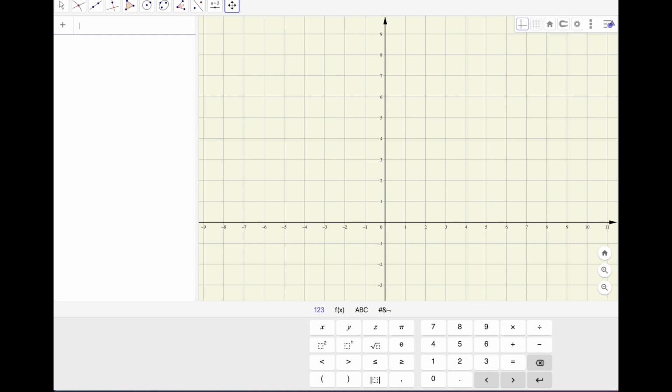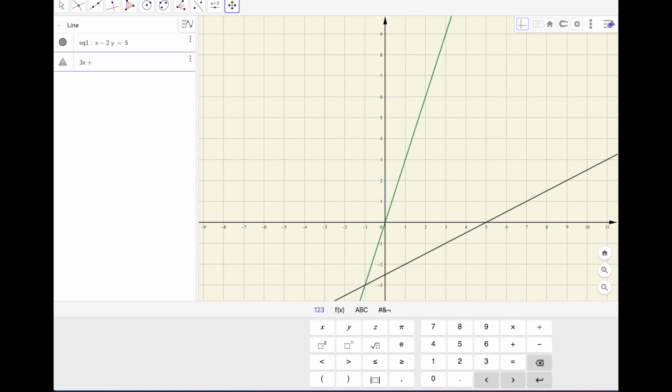So this is x minus 2y equals 5. Yes, and then we go 3x plus 2y is equal to 10. This is another one.